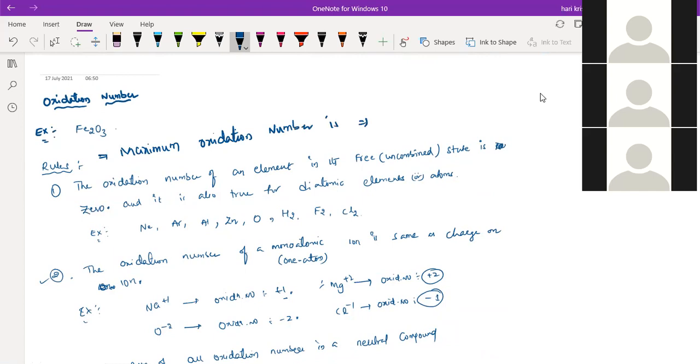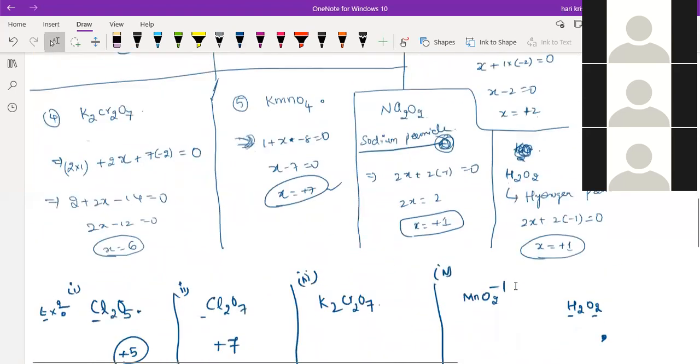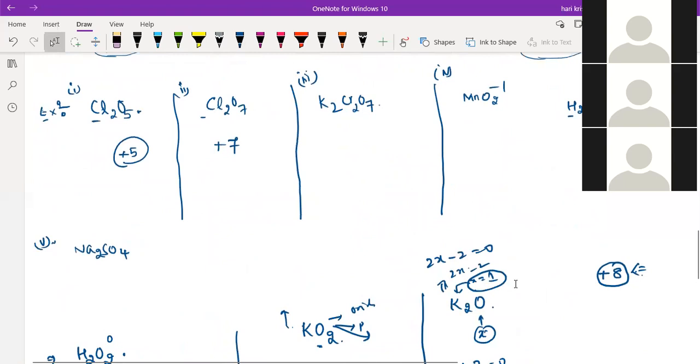Which element will show the maximum oxidation number in the periodic table? Have you studied the d-block elements? Osmium. Yes, sir, osmium. Yes.